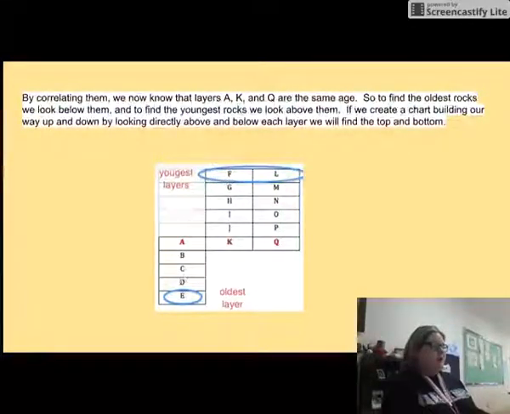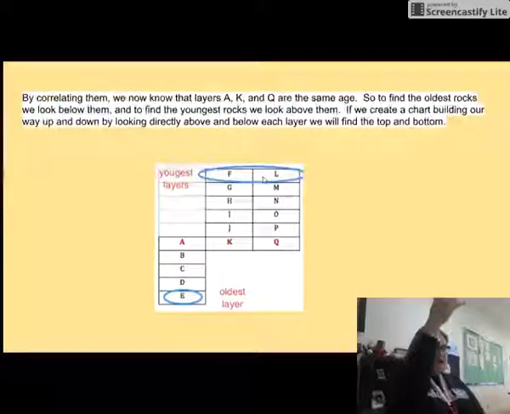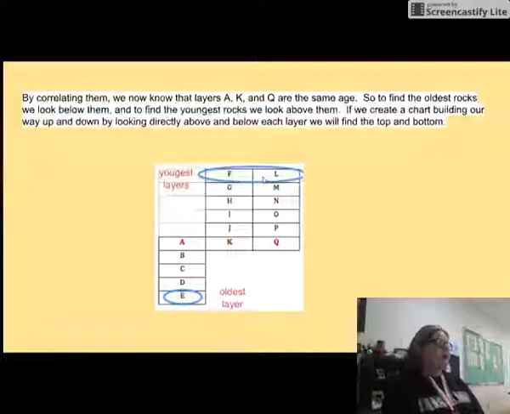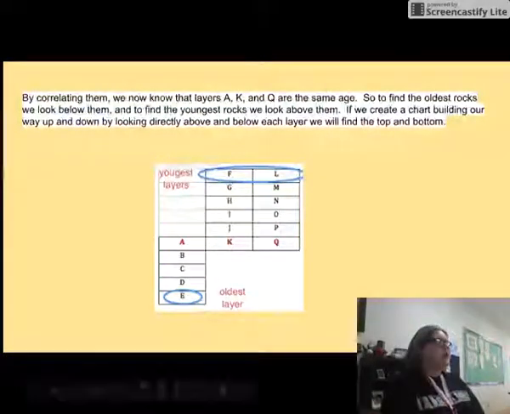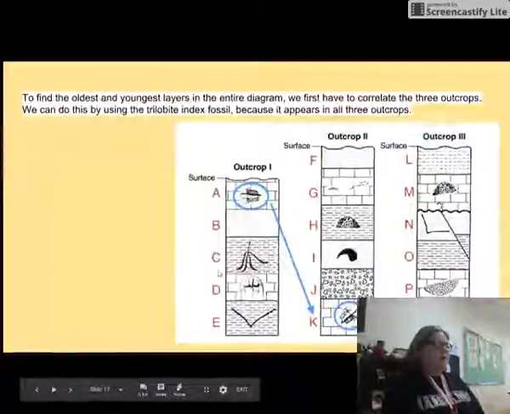Then if we go and look, they've essentially made those little index cards and dropped them down. So layers A, K, and Q are all the same age. That means that layers F and L are going to be the youngest, because once we line them up, they're on the top. And layer E has to be the oldest because it's down at the bottom. And that's how we take those correlations.